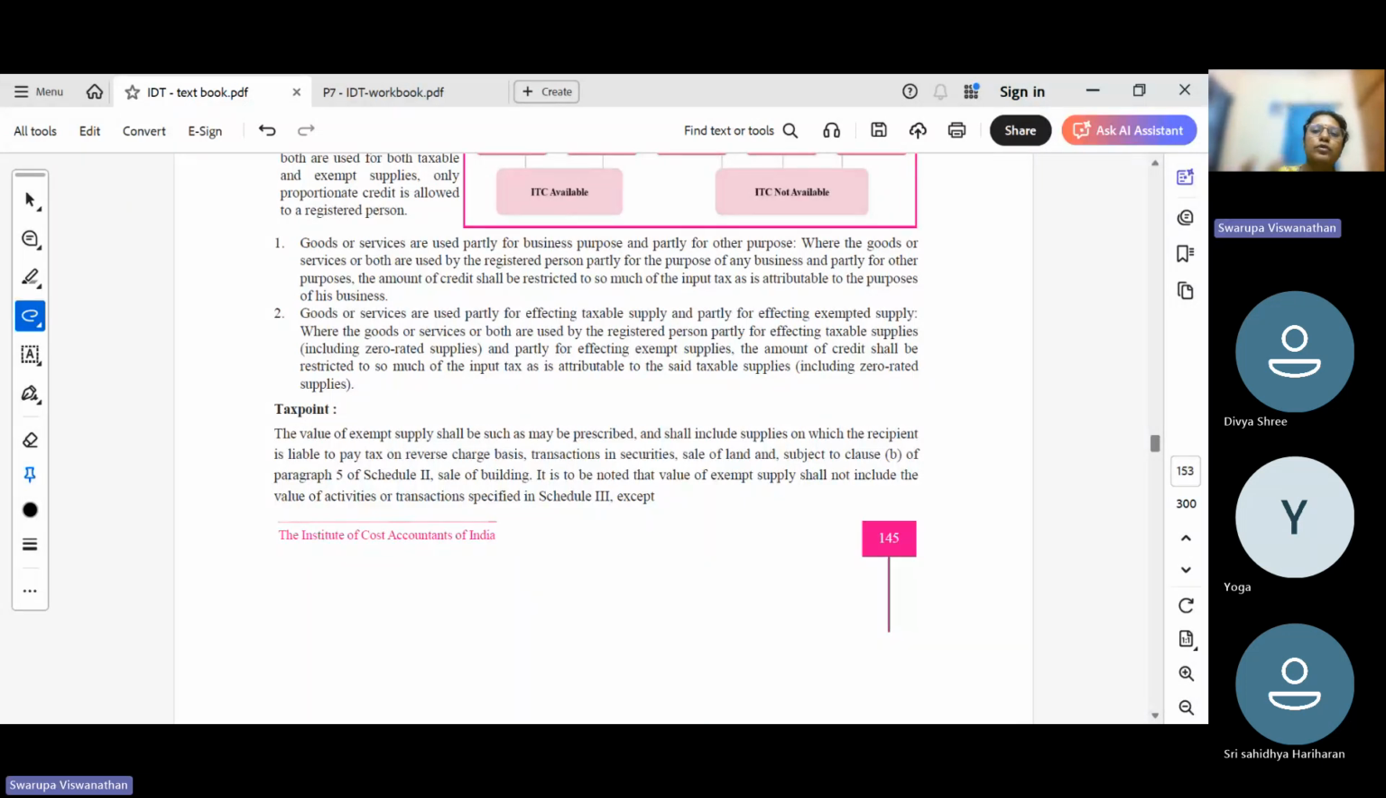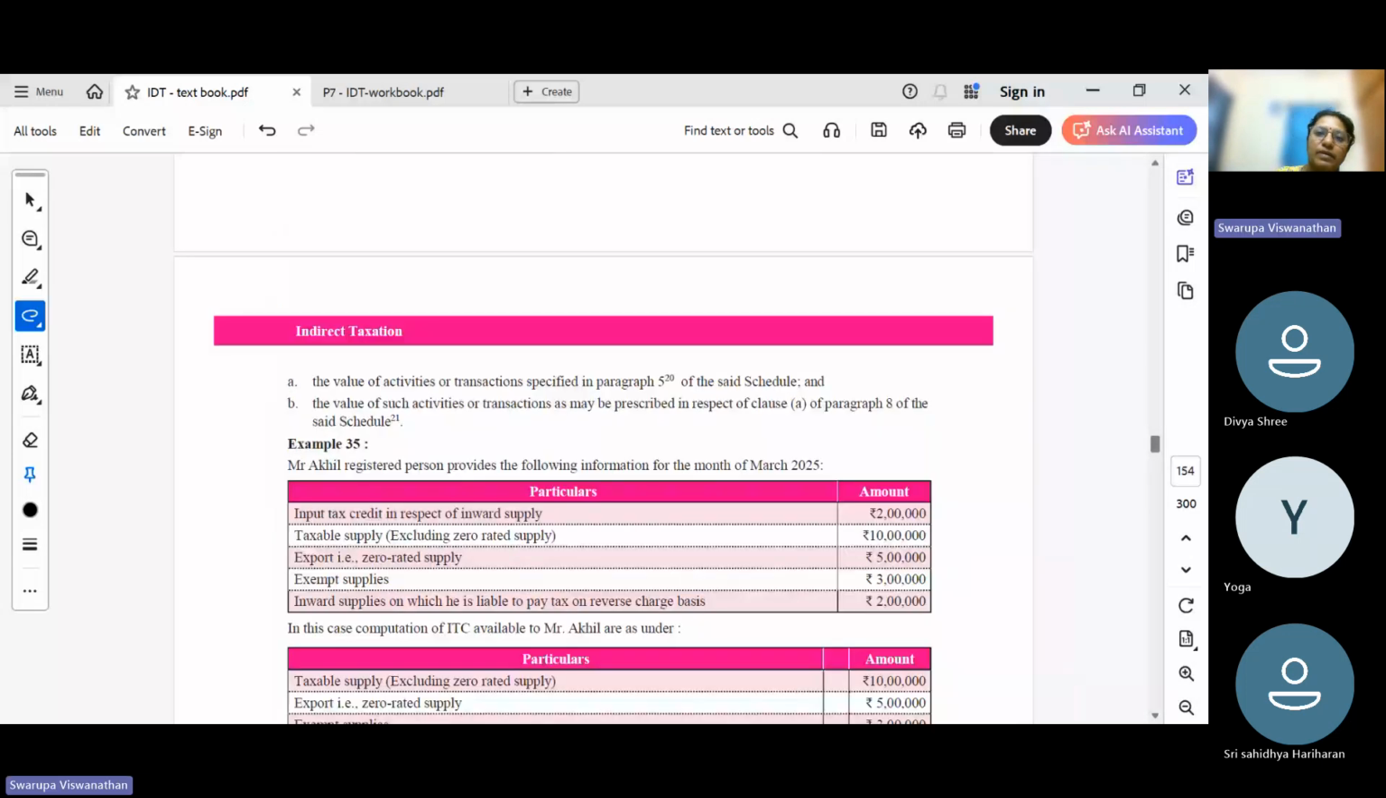Where it is used for both purposes, you need to take proportionate credit only, considering the turnover and the value of the goods. If it is used for exempt supply or nil rated supply, credit is not available. You cannot take input tax credit because your outward supply is exempt. So you need to reverse the ITC.